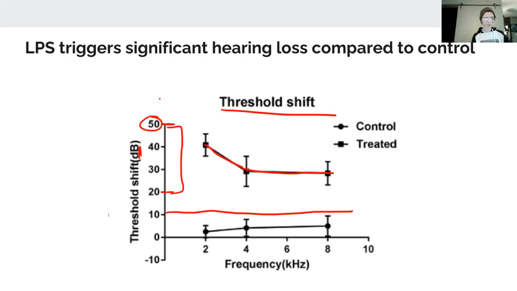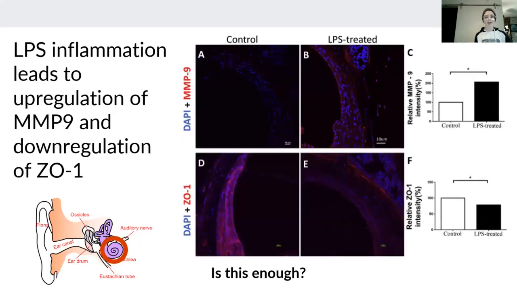And so once we've got that established, that the mice did have an actual immune response to the LPS that caused hearing loss, now we have to talk a little bit about what that immune response entailed.